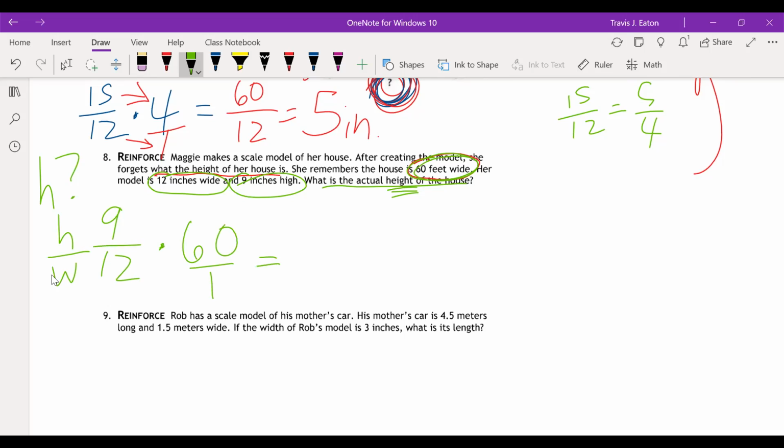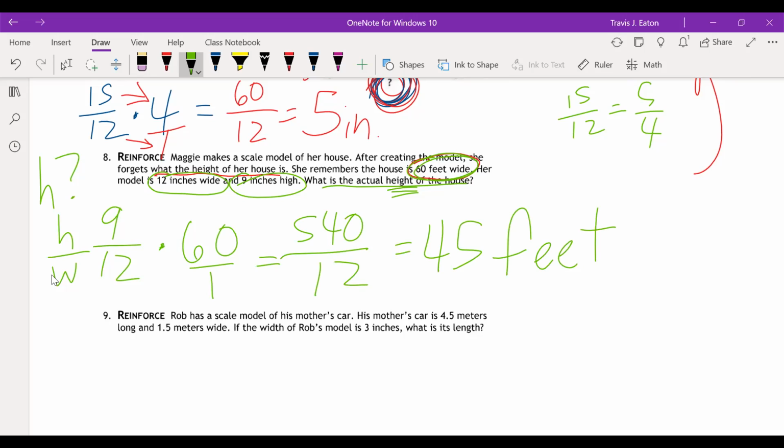9 times 60 is 540. 12 times 1 is 12. Now, what is 540 divided by 12? And that equals 45. So we know the actual height of her house is 45 feet.